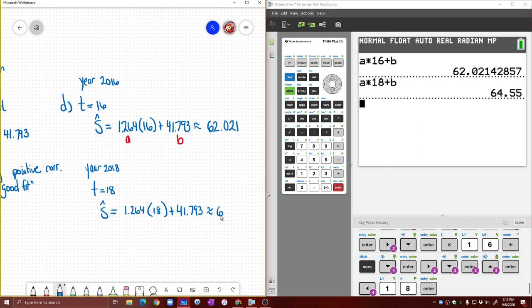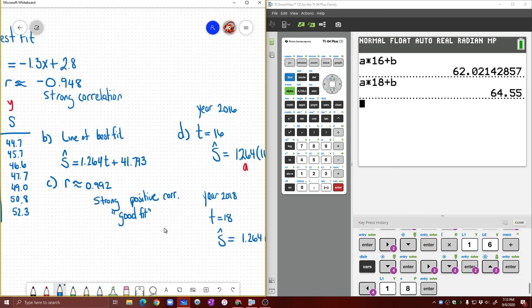And now I get 64.55. So in 2018, an average teacher's salary would be $64,000. So if you think about it nowadays, it really isn't that high. But if we were basing it on this particular set of data, this would seem reasonable because we had a nice positive correlation. Now, here's the downside to extrapolation that I want you guys to understand.